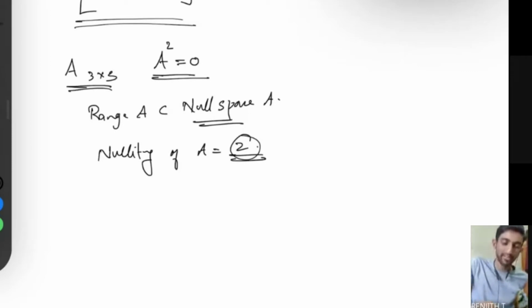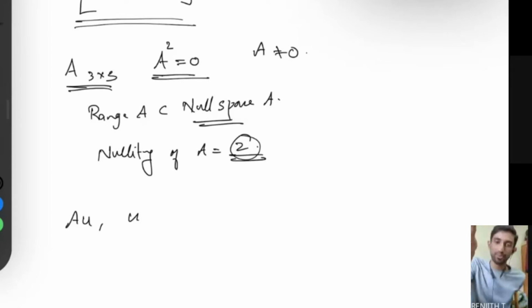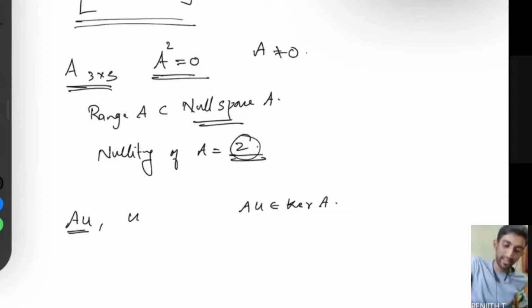Now you have a 3 by 3 matrix, A squared equals 0, and A is non-zero. So you can only guarantee that you will get a U such that AU is non-zero, because only the matrix A squared is 0, A is non-zero. So you will get a U such that AU is non-zero. But A squared U is 0 means AU belongs to the kernel of A. So AU is in the kernel.